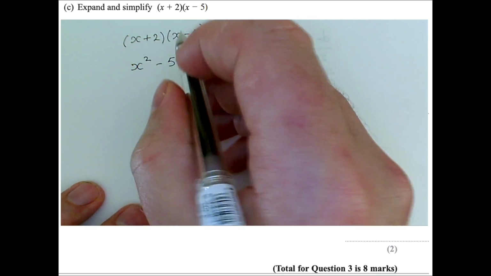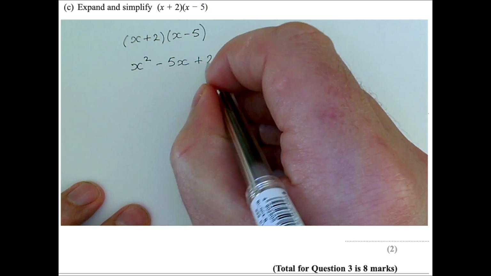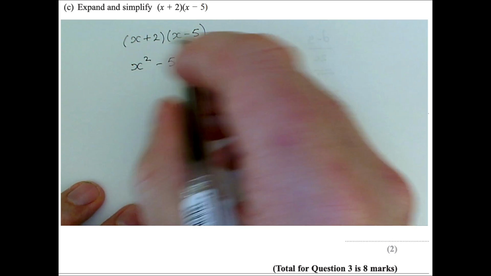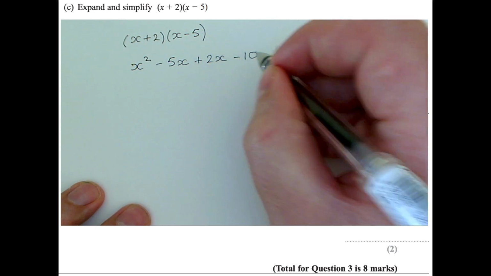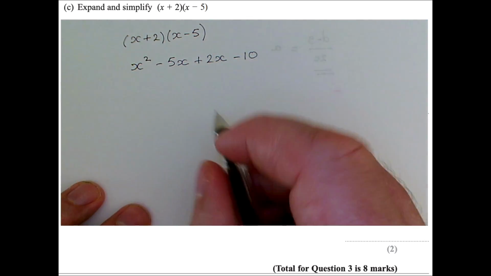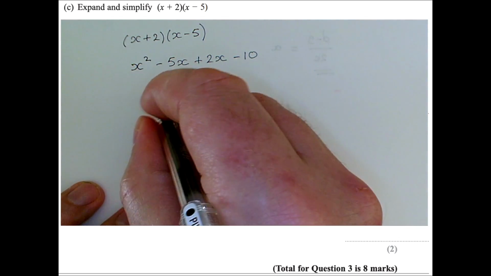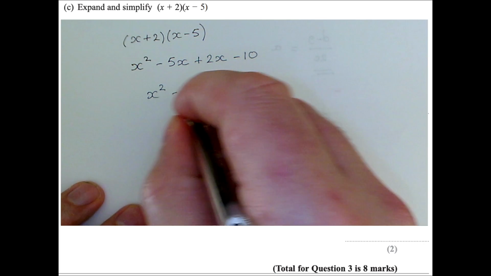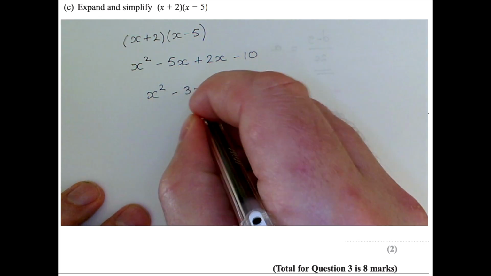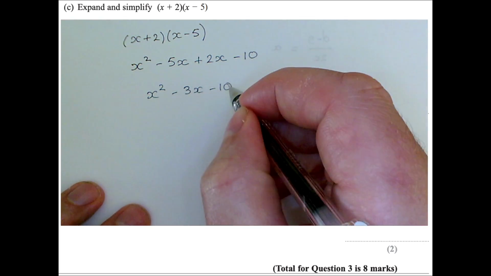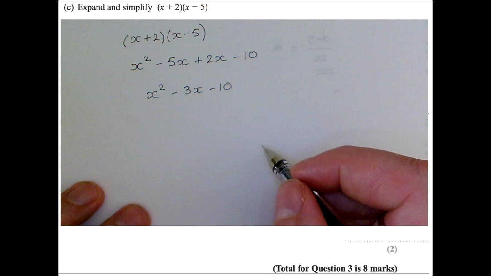And now the 2 in the first bracket is multiplied with the other 2 terms. So 2 times by x is 2x, and 2 times by minus 5 is minus 10. All we've got to do now is simplify. We've got 1 mark so far. Now we're going to tidy it up. Minus 5 plus 2 is minus 3. If you're not sure about your negative numbers, then use your calculator. Minus 5 plus 2 is minus 3. And that's your answer for 2 marks.